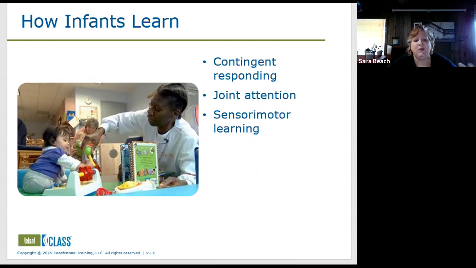Or if they're given a cue that they don't want the bottle, but we're forcing it on them because we've got to get this baby fed on our timetable, that's a miscue. What we're looking for is a response that's contingent on what the baby is giving us. And for learning, they give us all kinds of cues about what they're interested in, and what they want to do.